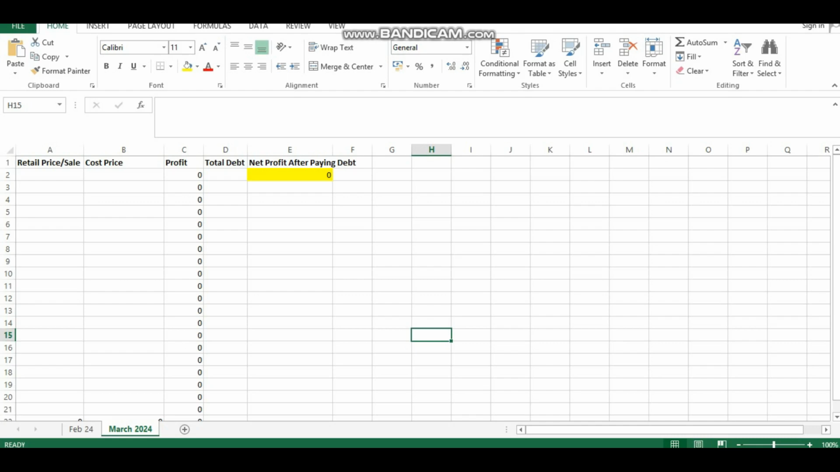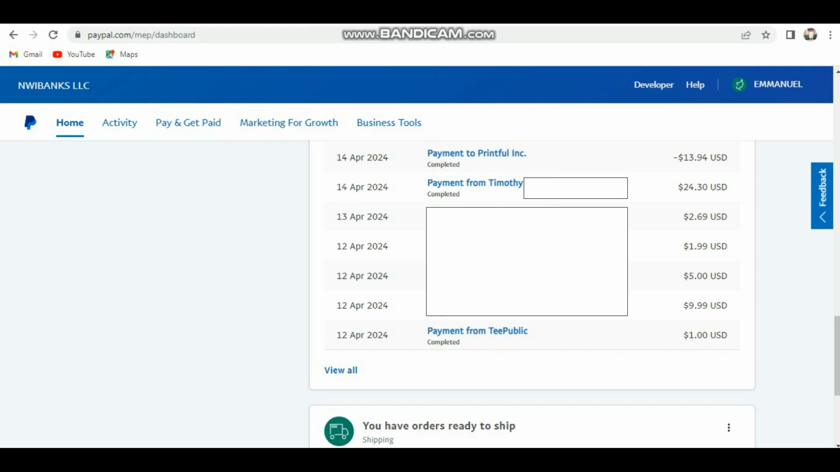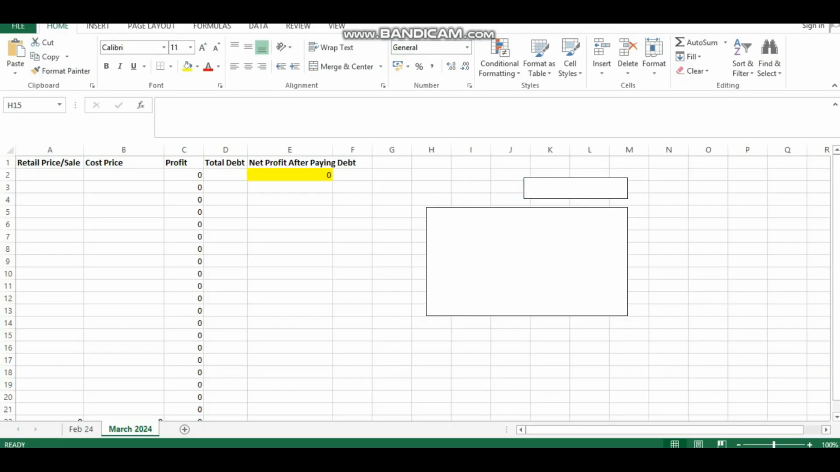Now, in order to use the template, you have to follow your numbers. You have to really follow your numbers. So I'm going to be giving you a live example of what I mean. Let's say, for instance, you come over to your PayPal account and let's say you just made a sale on Etsy and you get paid. For instance, you see I got paid $24.3 in revenue, plus shipping, everything together. Everything that went into my PayPal was $24.3. Now what you want to do is come here and under this retail price put 24.3 and click enter.